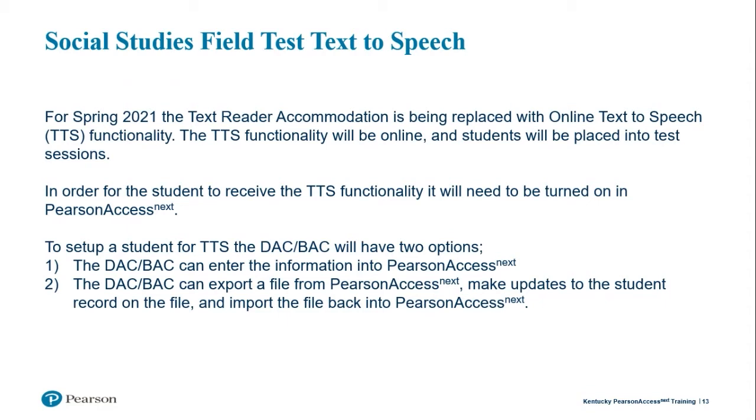In order to receive the text-to-speech functionality for a student, it must be turned on in Pearson Access Next. There are two options to turn that on. The DAC or the BAC can enter the information directly into Pearson Access Next, or the DAC or BAC can export a file, make updates to the student records on that file, and then import the file back into Pearson Access Next.